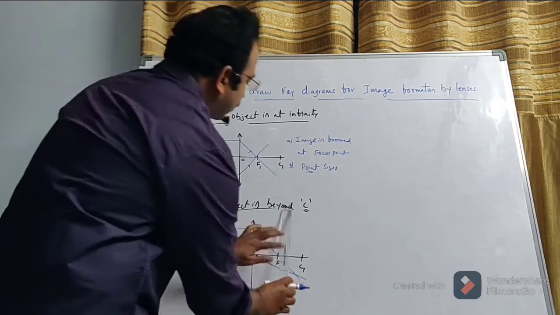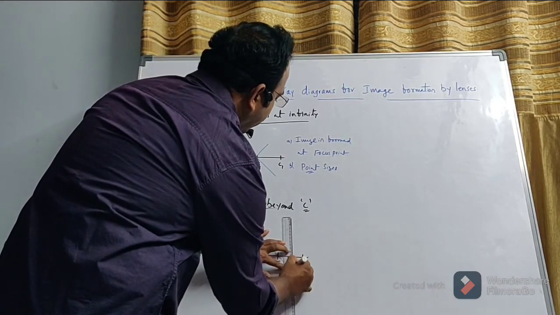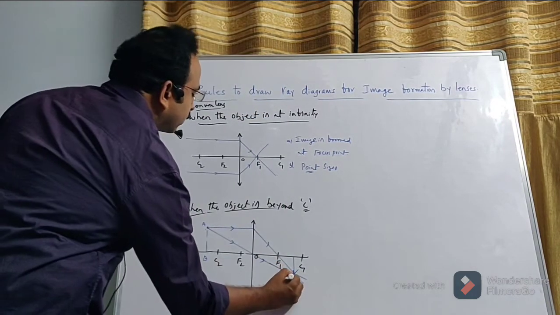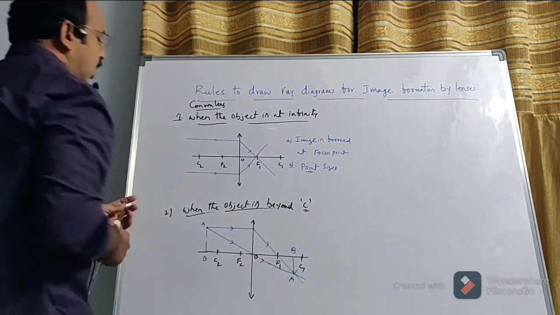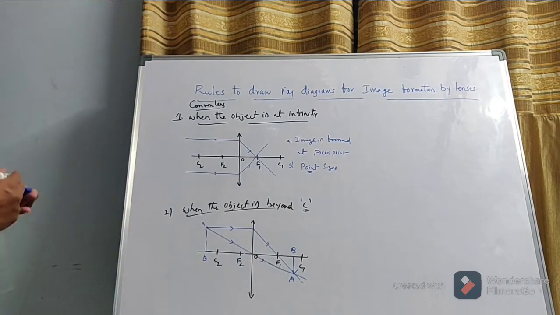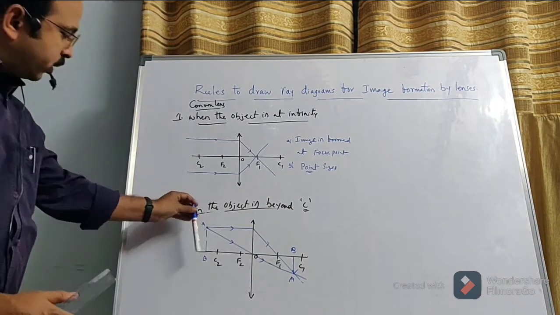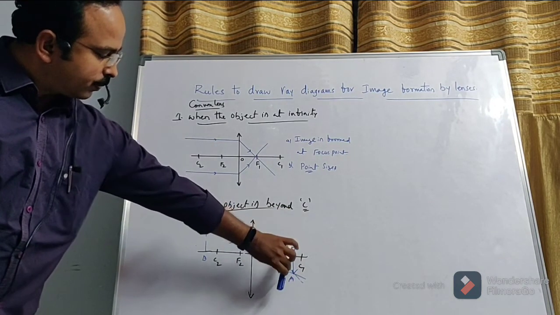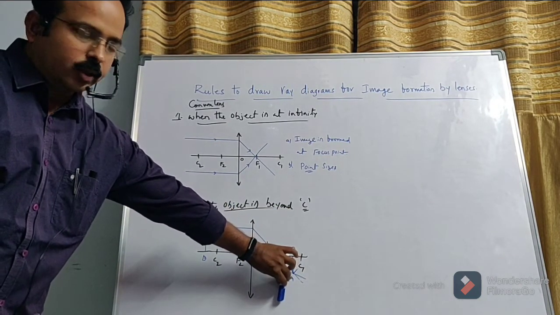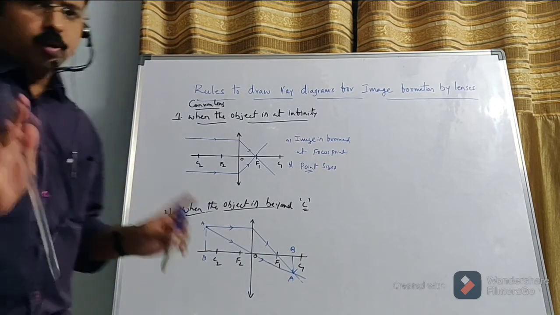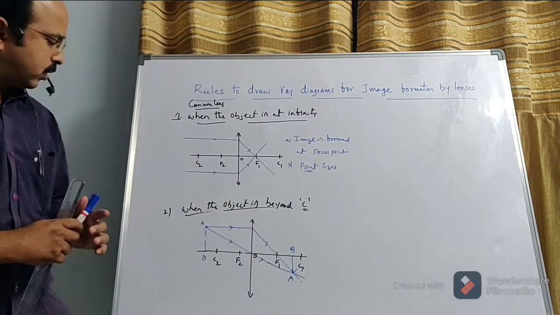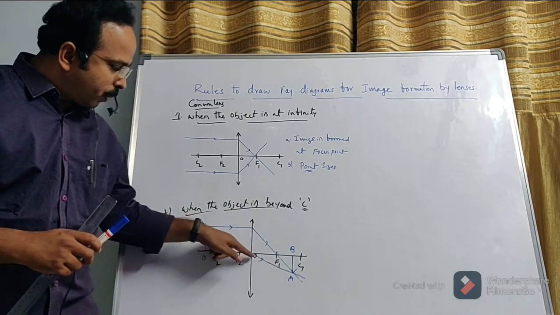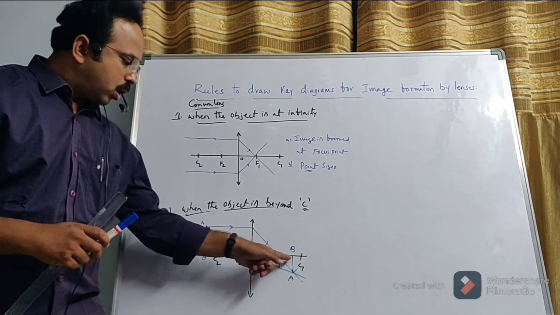Now we draw a line like this. So we get an inverted image, A dash and B dash. Remember very carefully: beyond C2, we kept the object like this, and the image is formed like this. It is inverted. Are you understanding clearly? Any two light rays are enough to draw the image formation. I have taken two light rays: one traveling parallel to the principal axis, and one passing through the optic center. So draw a line like this.